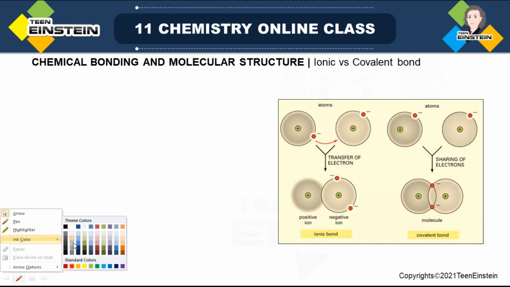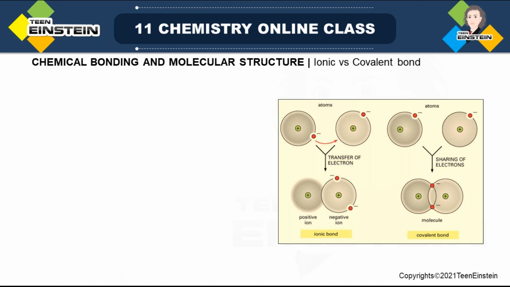Hello everyone, the topic that we are going to discuss today is ionic versus covalent bond, because individually we have seen what is ionic bond, what is covalent bond. We will now compare them: lattice energy, Born-Haber cycle, variable electrovalency, variable covalency, coordinate bond and hydrogen bond.